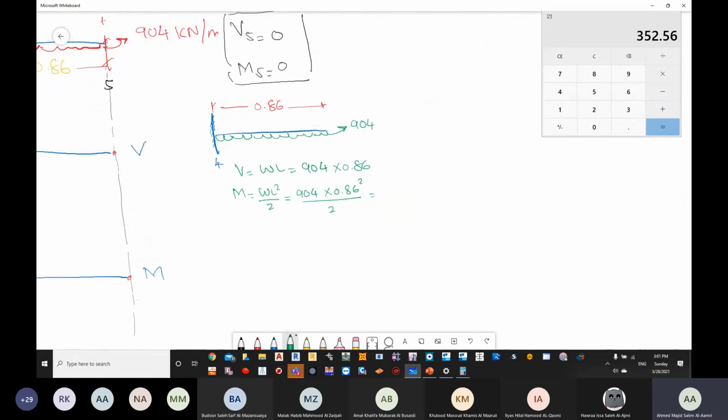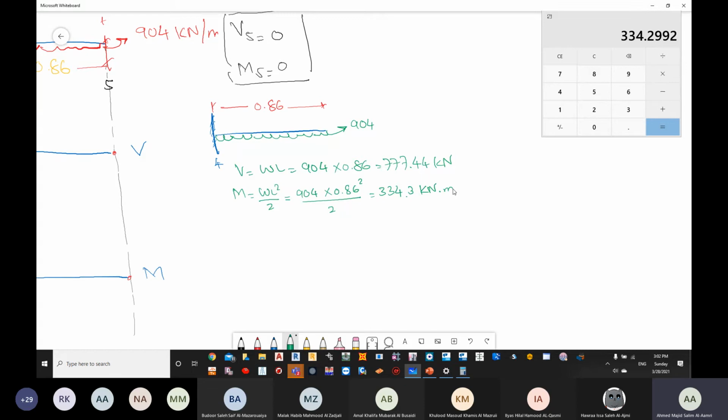Can you give me your shear force? Start with the shear force. My shear force is 904 multiplied by 0.86. So this is 777.44 kilonewton. The bending moment is 904 multiplied by 0.86 multiplied by 0.86 divided by 2, which is 334.683 kilonewton meter.